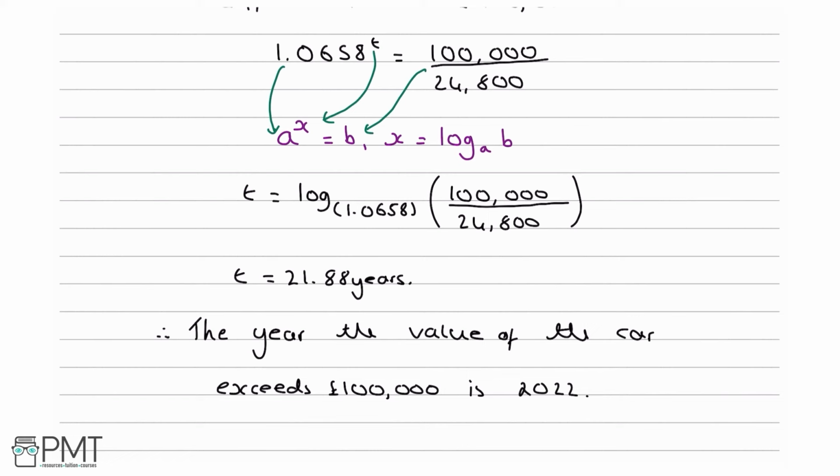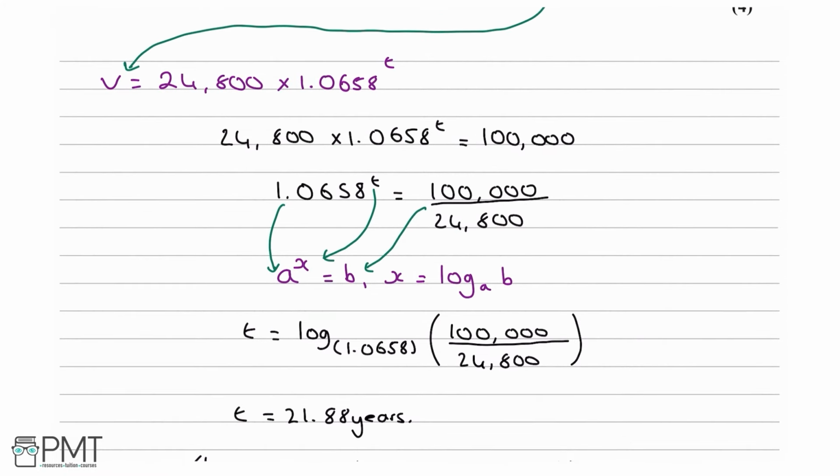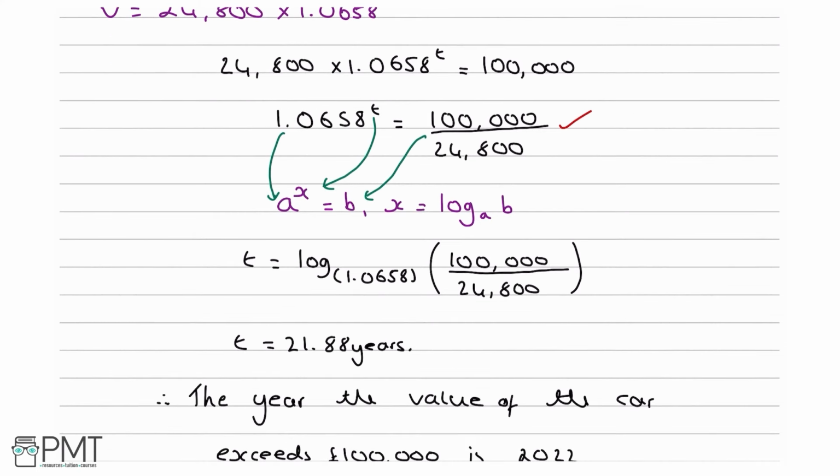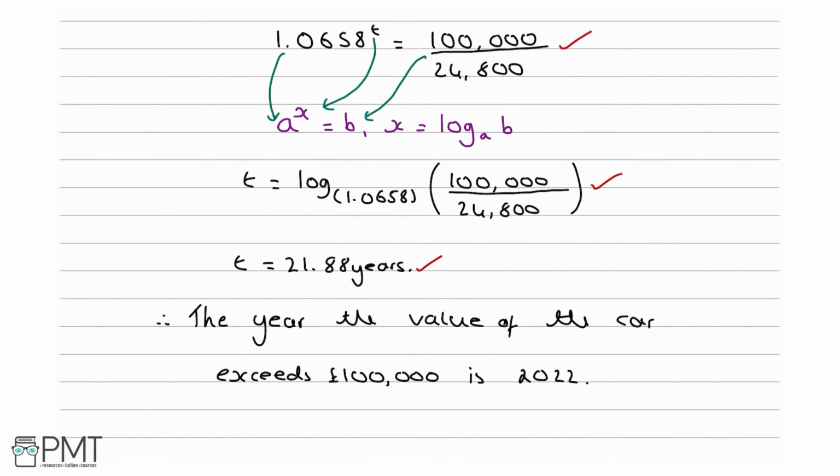So this question is worth 4 marks. Your first mark comes from getting this line over here, so having 1.0658 to the t is 100,000 over 24,800. Your second mark comes from solving for t, so getting this formula over here. Your third mark comes from getting t as being anywhere between 21.8 and 21.9, depending on whether you use the exact values or the approximations the examiner gave us. And your final mark comes from getting a year of 2022.